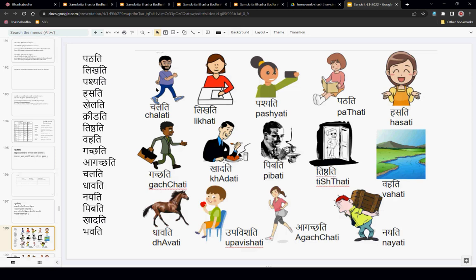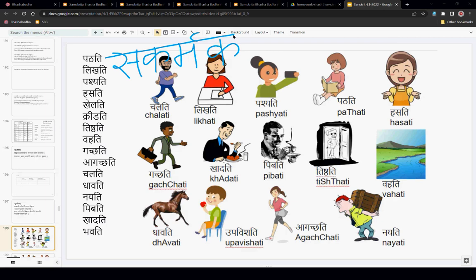So all the Kriya Padas don't have to have the Karma Padam. Only some of them have. So there is a technical term for that distinction. Those which have the Karma Padam are called Sakarmaka Kriya Padam. Sakarmaka means with karma pada, so they are called Sakarmaka Kriya Pada or Sakarmaka Dhatu.